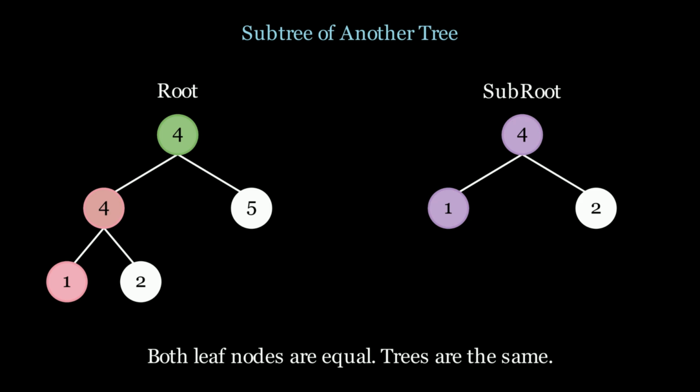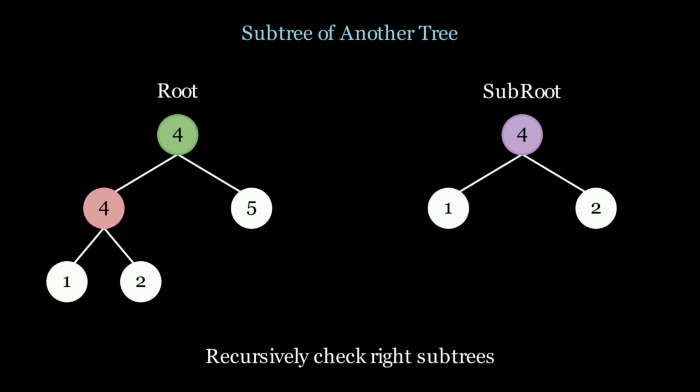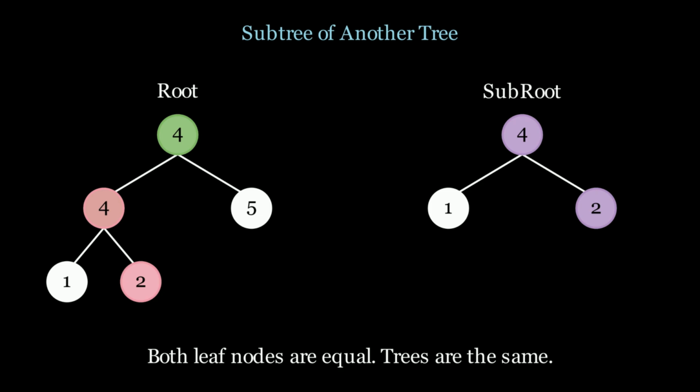So this is kind of like a base case, right? If the leaf nodes are equal, then there's nothing else to explore since the children are just null. So we go back up to 4, and now we need to check the right subtrees. In this case, it's just a leaf node of 2, so they're equal.